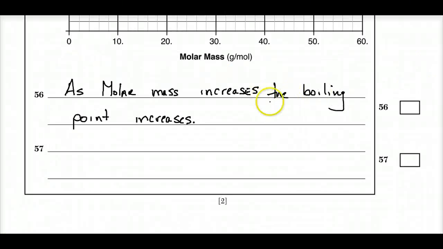So as the molar mass increases, the boiling point increases, or something along those lines that show that relationship. You could say it's a linear relationship. You can say it's directly proportional. Many ways to answer this, okay? That gives you the 1 point.